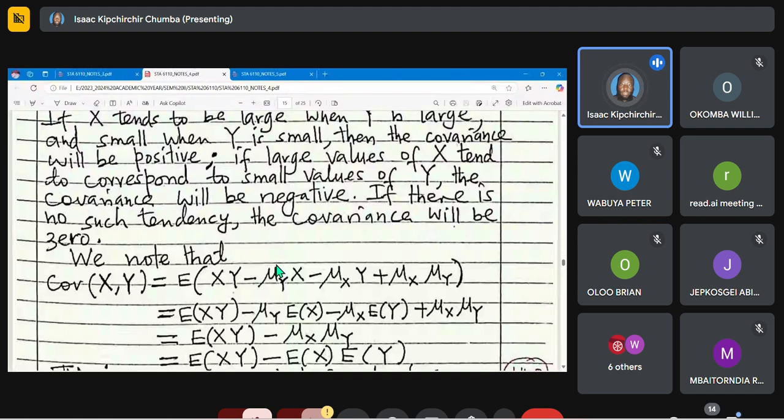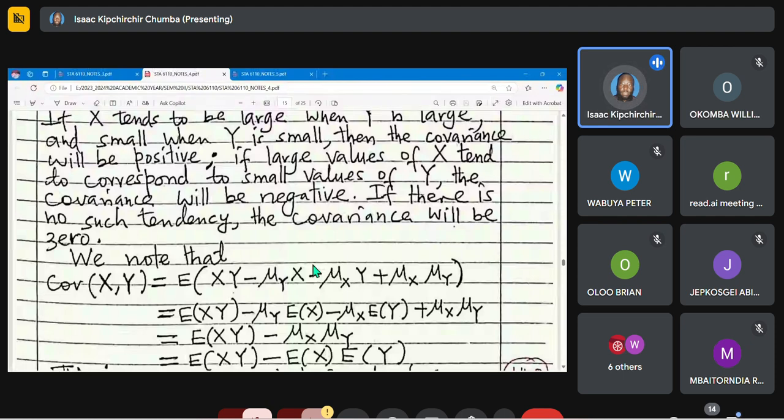So when you are talking about independence, it actually means the variables have no association. In such a case, we should expect their covariance to be zero for independent random variables. They have no association. We shall see.